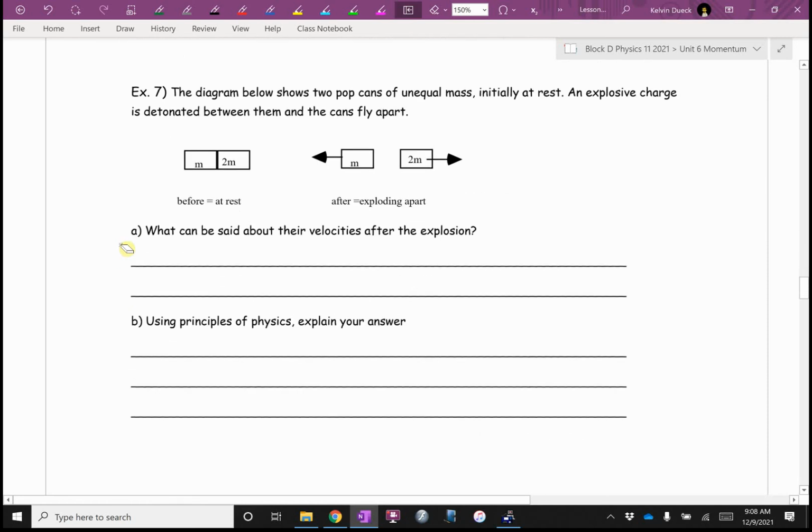Here's a nice little thought puzzle. The diagram below shows two pop cans of unequal mass. In fact, it looks like one is mass m and the other is mass what? Twice as heavy. An explosive charge is detonated between them. Boom! And the cans fly apart. What can you tell me about their velocities after the explosion?